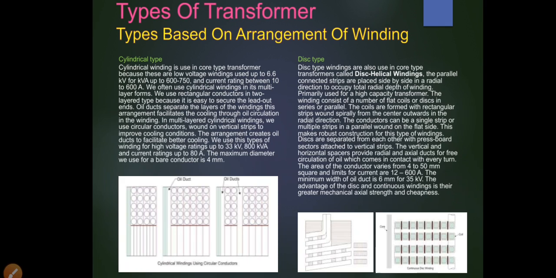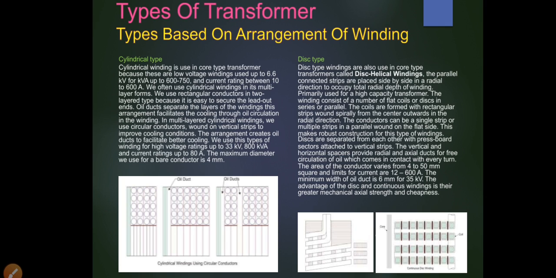The discs are separated from each other with press board sectors and attached to vertical strips. The vertical and horizontal spaces provide the radial and axial ducts for a free circulation of oil, which comes in contact with every turn. The area of the conductor varies from 4 to 50 mm, but in cylindrical only 4 mm; here it should be varied from 4 to 50 mm, with limits for a current of 12 to 600 amperes.